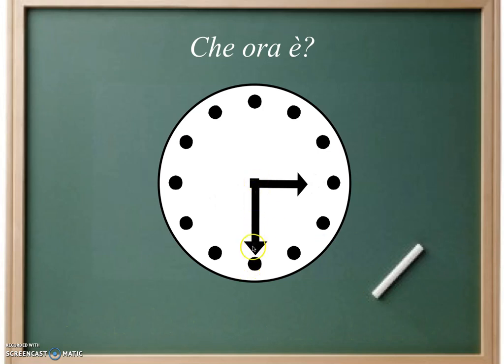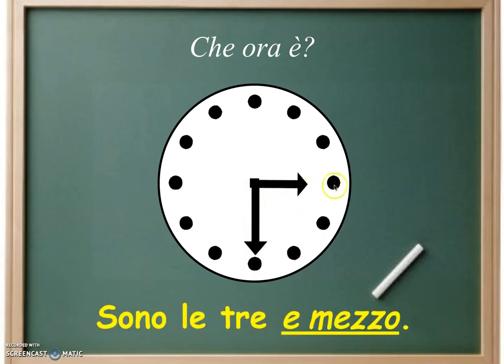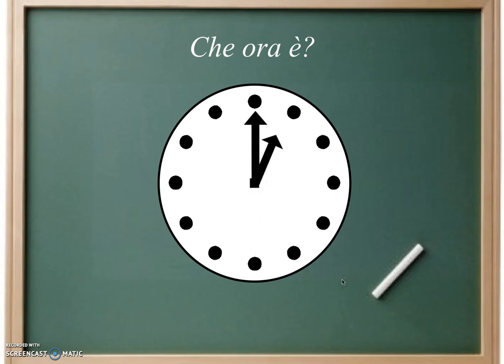Then now we're at the middle point of the clock, and we're at 3 o'clock for the hour. Sono le 3:30. It is 3:30.